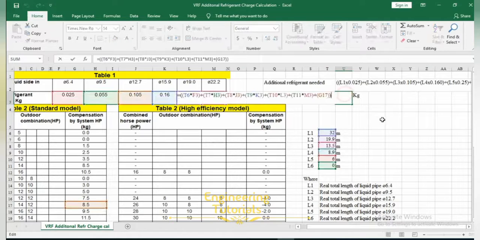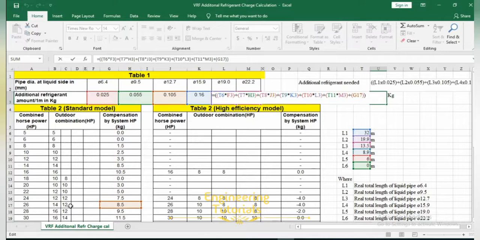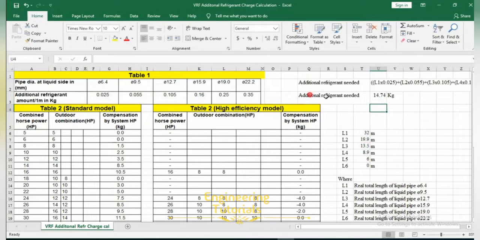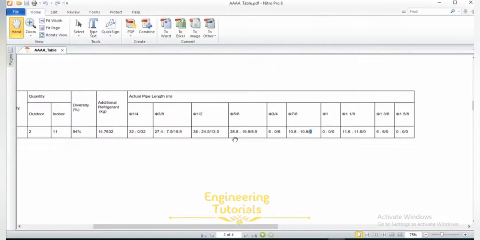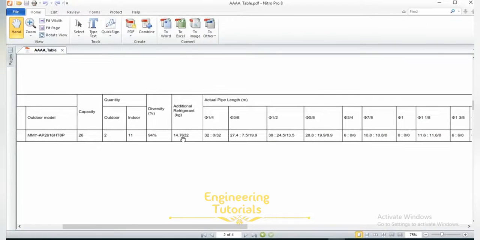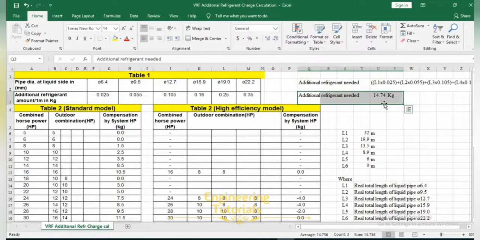As you can see, I have added this G17. G17 is this value due to the system horsepower, 8.5 kg additional refrigerant needed. So you can see over here the additional refrigerant needed is 14.7 kg, which we have calculated over here. And if you go over there in our software, the additional refrigerant calculated is 14.76 kg, so here also 14.7. So we just compared this with the software result. This is how you can calculate the additional refrigerant needed for your system.